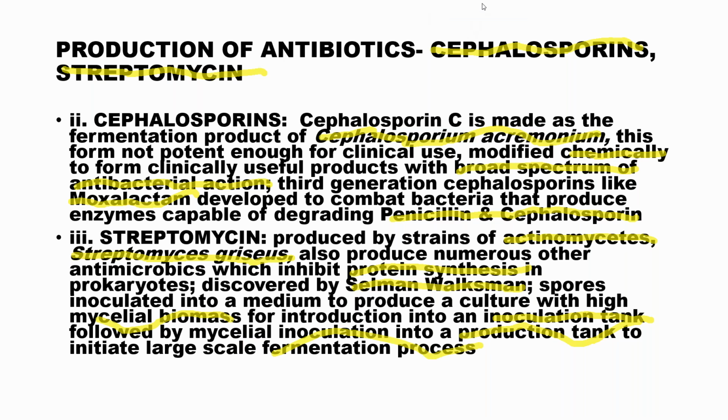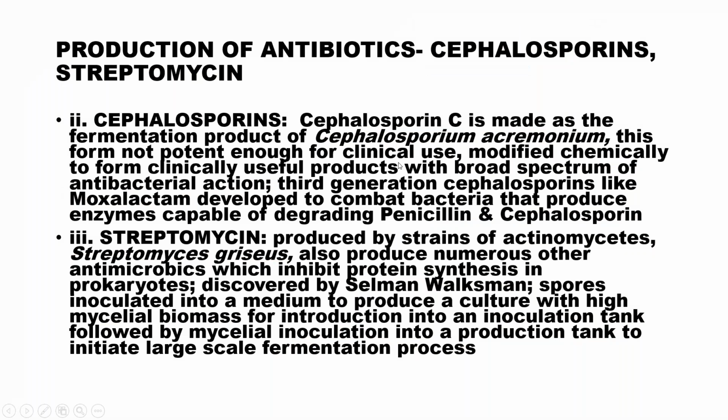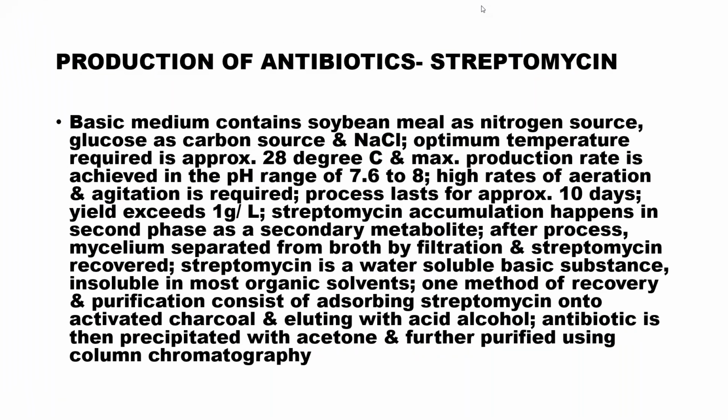Okay. So we are continuing. Now, what about the other characteristics of fermentation of streptomycin? Now, the basic medium consists of what all things? Soybean meal as nitrogen source. So, as I have already explained, a medium must contain nitrogen source, carbon source, phosphorus source. All those things must be there. So here, soybean meal is the nitrogen source, glucose is the carbon source, and then sodium chloride.